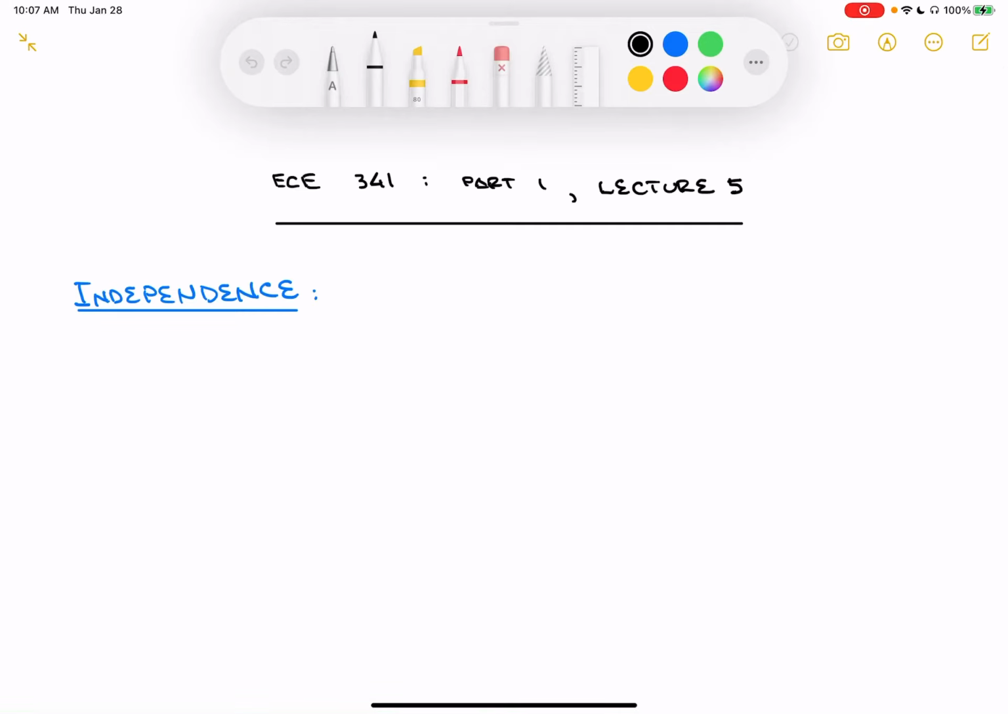This is ECE 341 Random Processes. This will be part 1, lecture 5. To begin lecture today, we'll talk about the idea of independence.